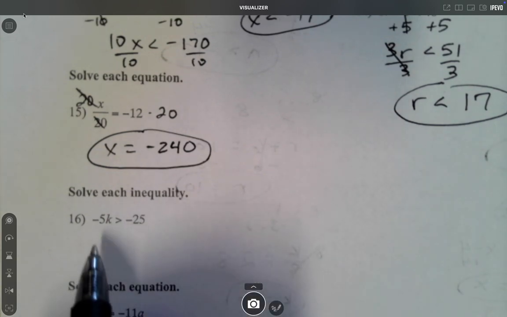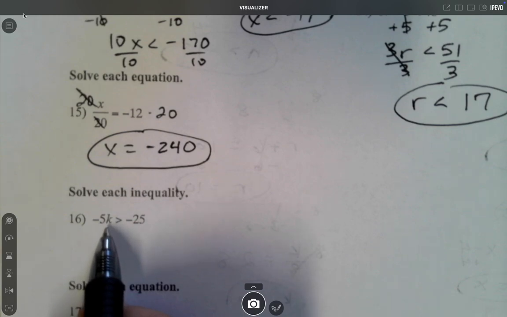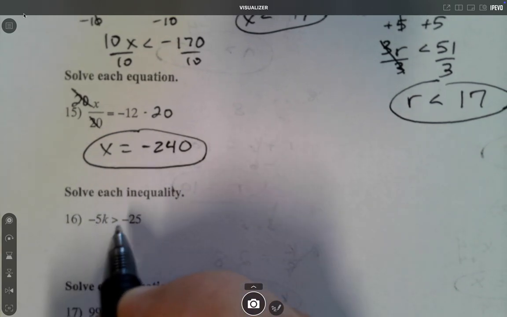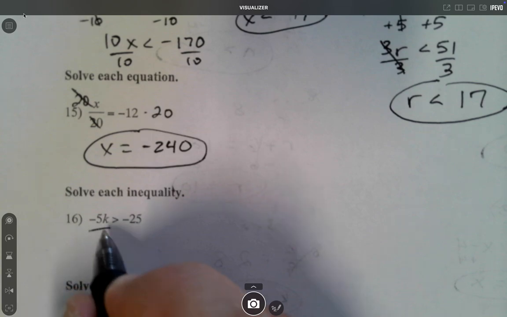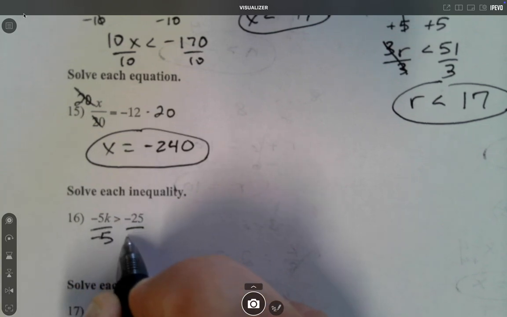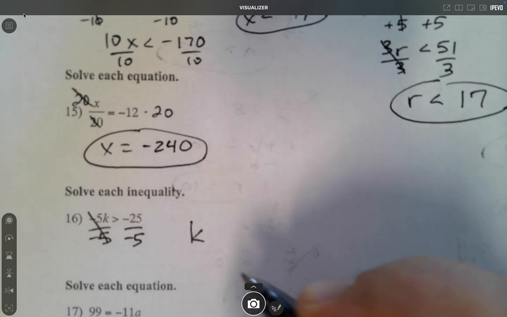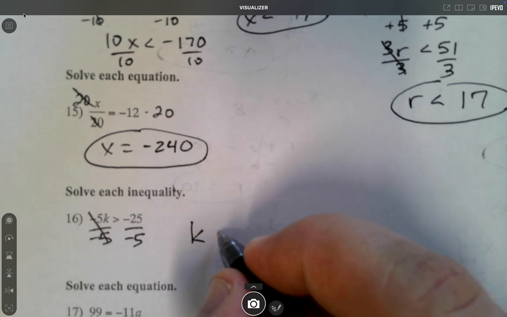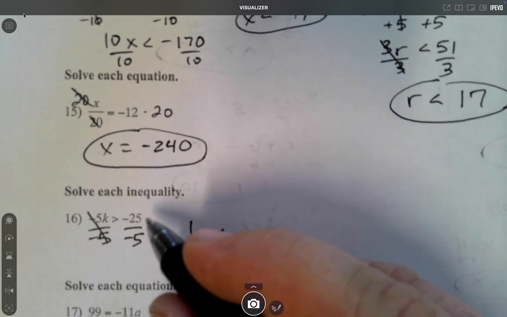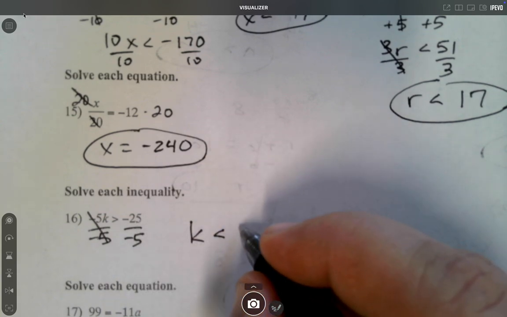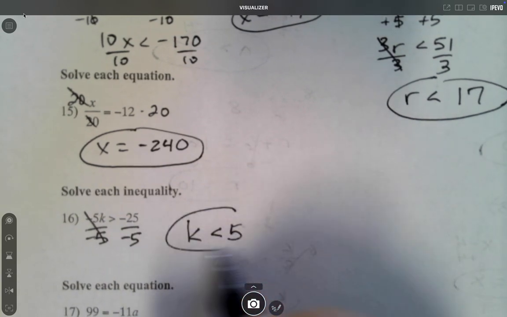Okay, on 16, it's negative 5 times k. So there's nothing else to take care of except there's negative 5. We got to do the opposite of multiplying and divide. And because we divided by a negative number, we have to flip this inequality sign the other way to make it a less than. And negative 25 divided by negative 5 is positive 5.